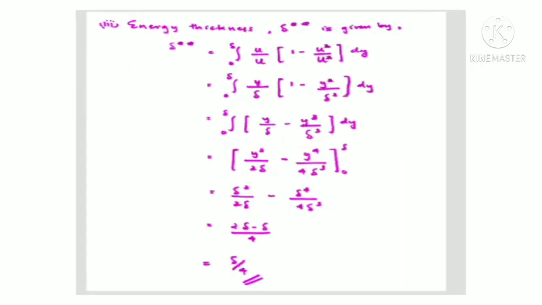Now let's find out the energy thickness delta double star. Delta double star equal to integral 0 to delta of small u by capital U into 1 minus small u square by capital U square dy. We have small u by capital U equal to y by delta. On substituting that, we have integral 0 to delta of y by delta into 1 minus y square by delta square dy, which is equal to integral 0 to delta of y by delta minus y cube by delta cube dy, which is equal to y square by 2 delta minus y raised to 4 by 4 delta cube from 0 to delta. On solving that, we get delta by 4 as the energy thickness delta double star.